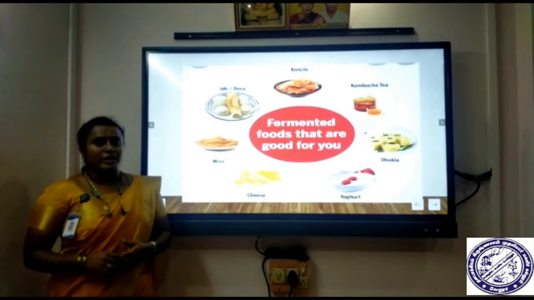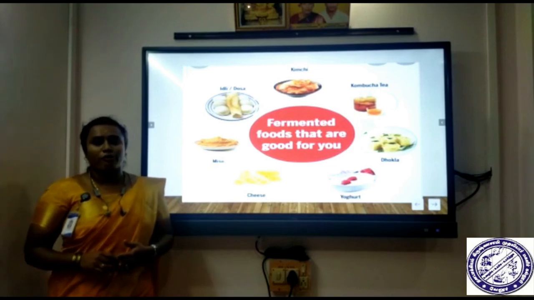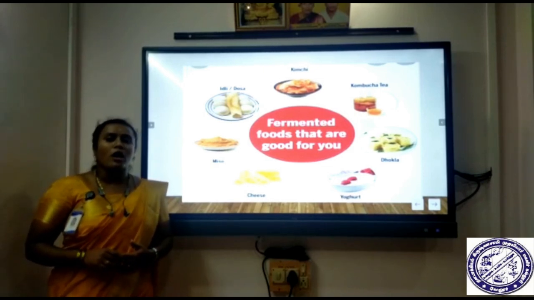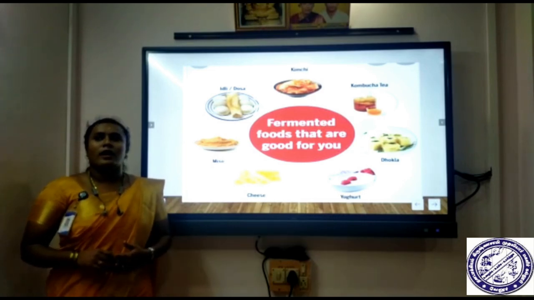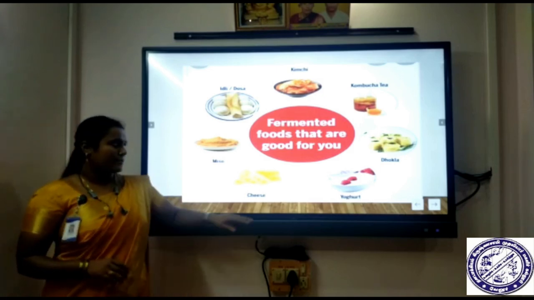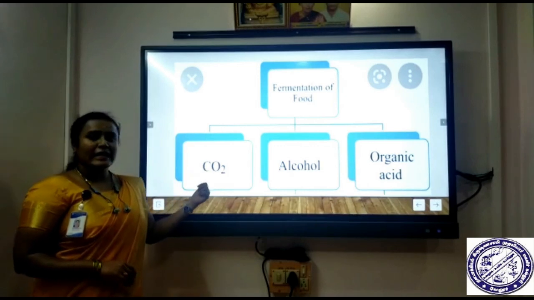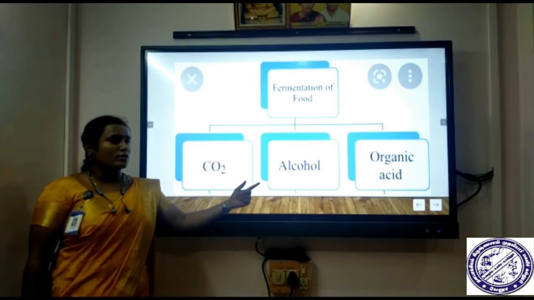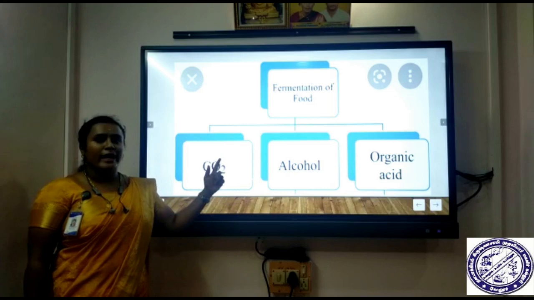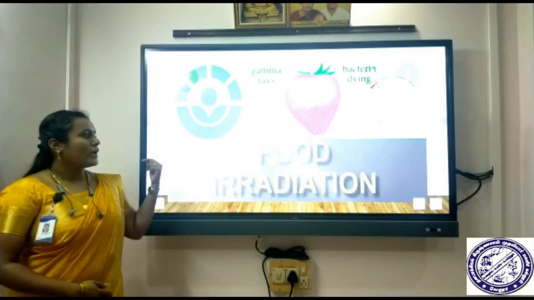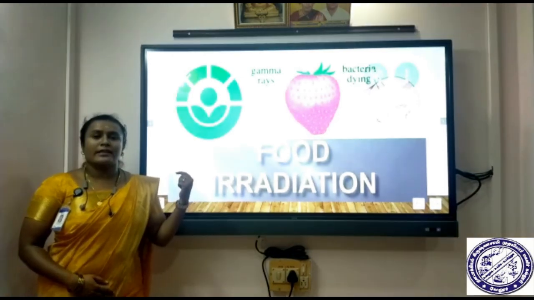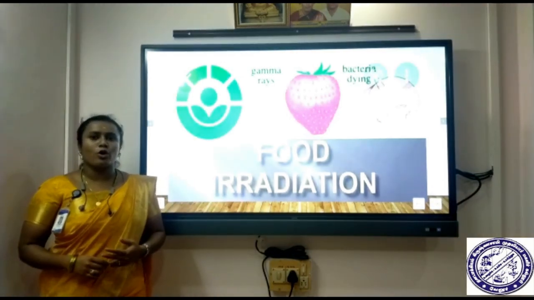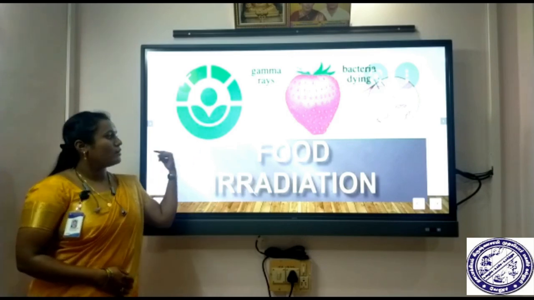Next one is fermentation. Fermentation is the conversion of carbohydrate to alcohol or organic acid using microorganisms under anaerobic conditions, for example bacteria or yeast. Carbon dioxide, alcohol and organic acid are the fermented end products. Next, food irradiation. Food irradiation is a process that uses radiation to control or prevent pests.